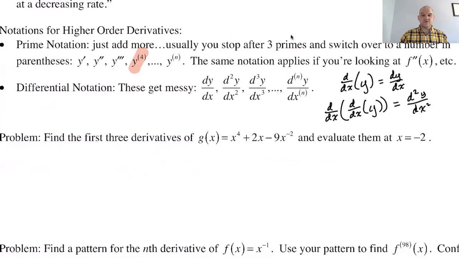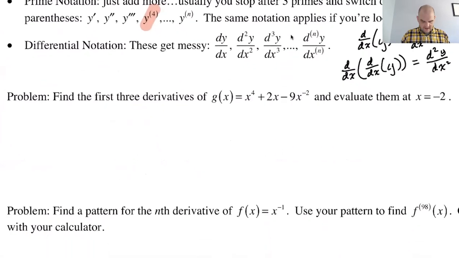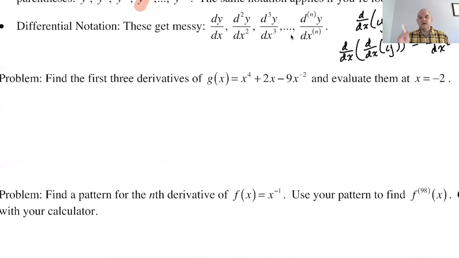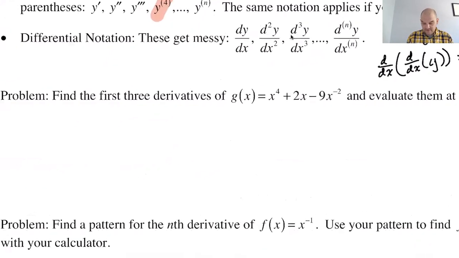So first derivative, second derivative. The templates on your calculator actually use the differential notation, so you'll see that in action when you try to find derivatives. All right, so let's do these. Find the first three derivatives of g of x and evaluate them at negative 2. Negative 2? That's not great. All right, let's just first find the first three derivatives.